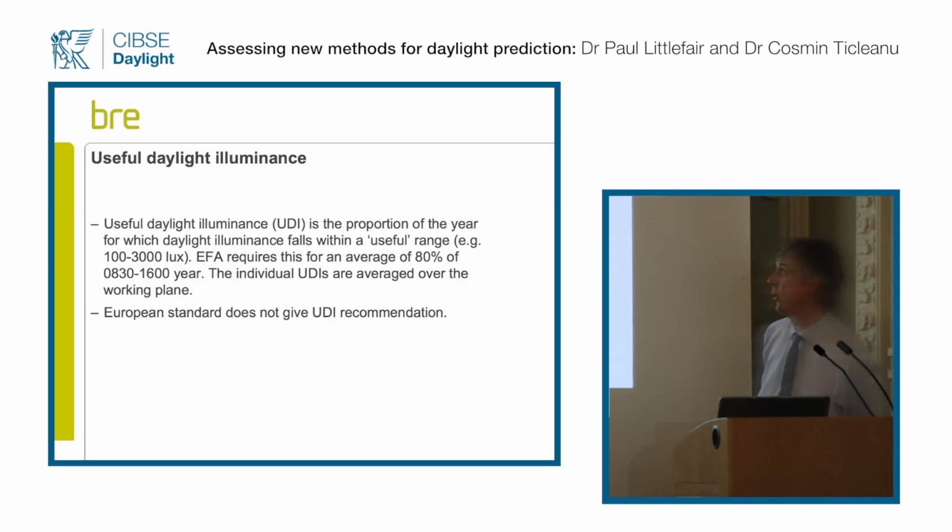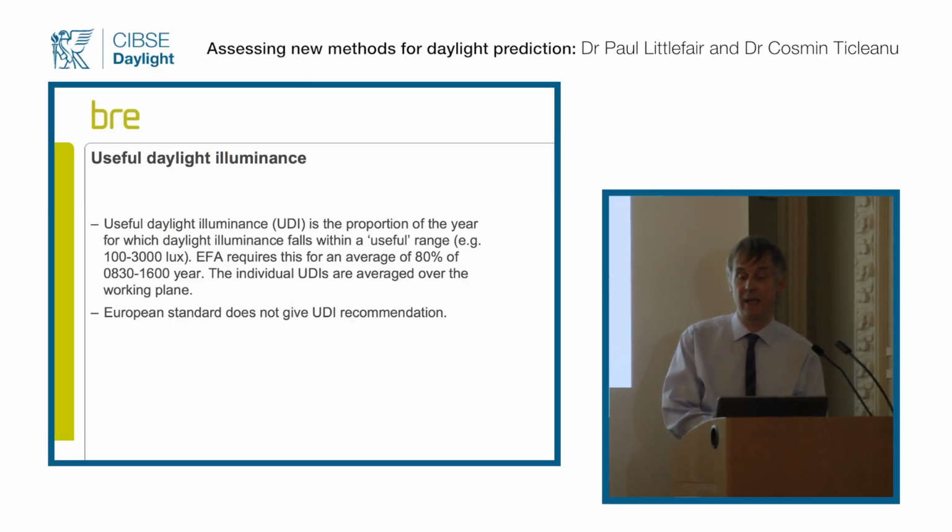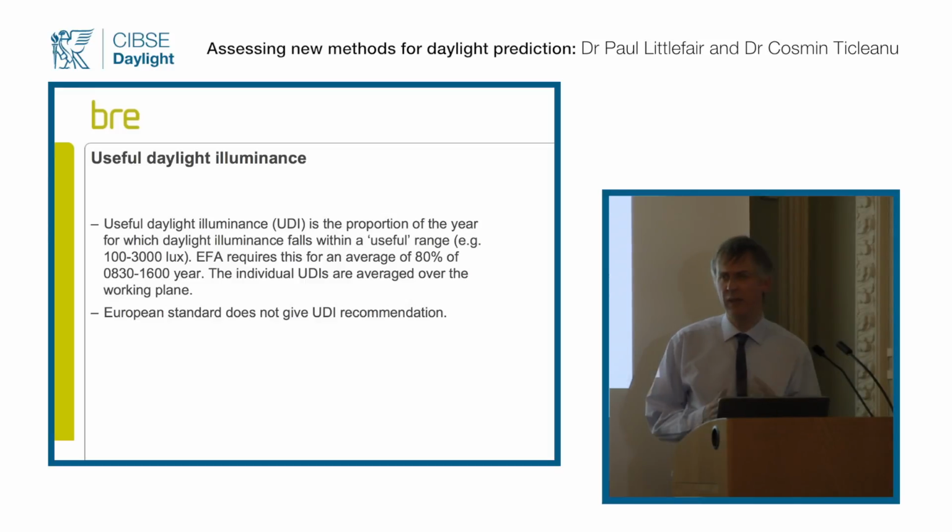And this 100 to 3,000 lux range is what's used in the Education Funding Agency guidance, or requirements, and it requires this for an average of 80% of a school year. Again, it's done over a school year. And what you do is you calculate this for each point within the school classroom or whatever it is, and then each of those points has a percentage which is for useful daylight illuminance.